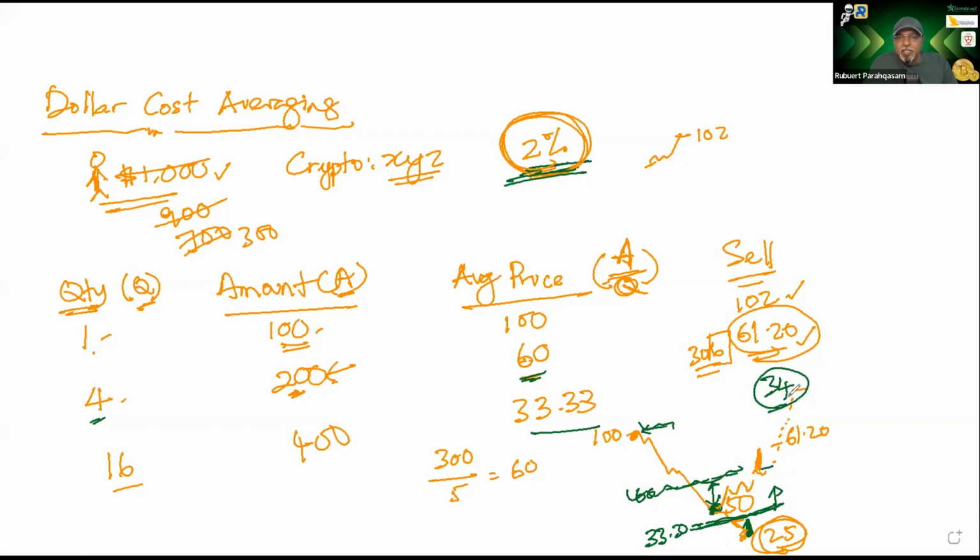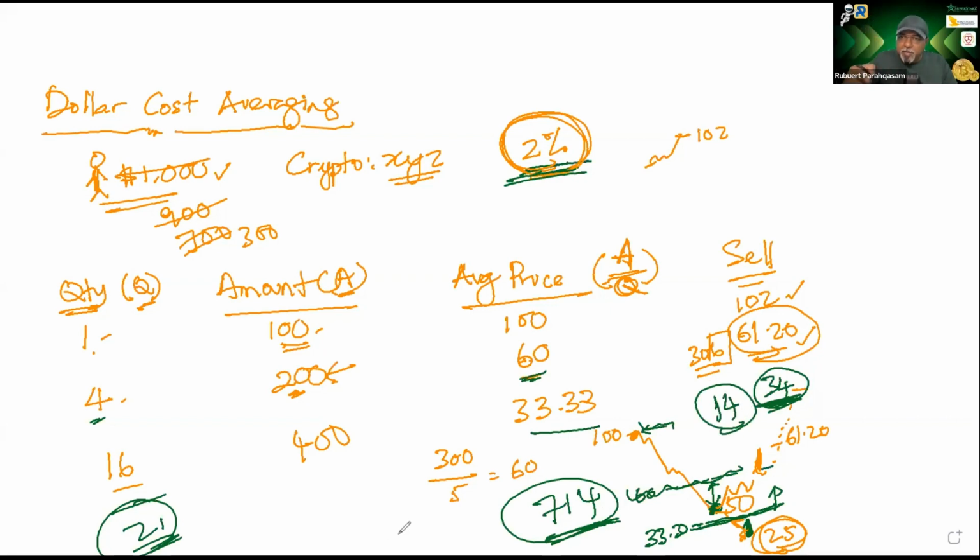At $34, I'm going to sell all my 21 coins. 34 times 21 gives me 714. I spent $700, so this time around I can make $14 profit. So the deeper we went, the more profit we could make with dollar cost averaging, and we are also able to sell whatever we bought earlier and get a higher profit. That is dollar cost averaging.